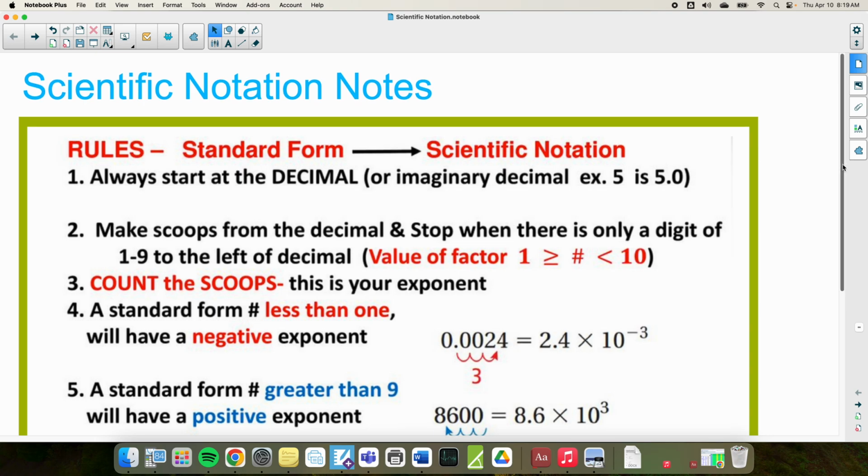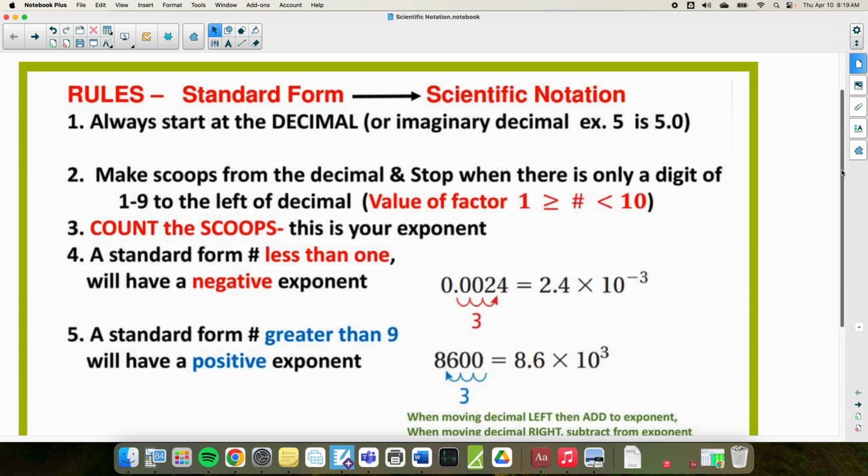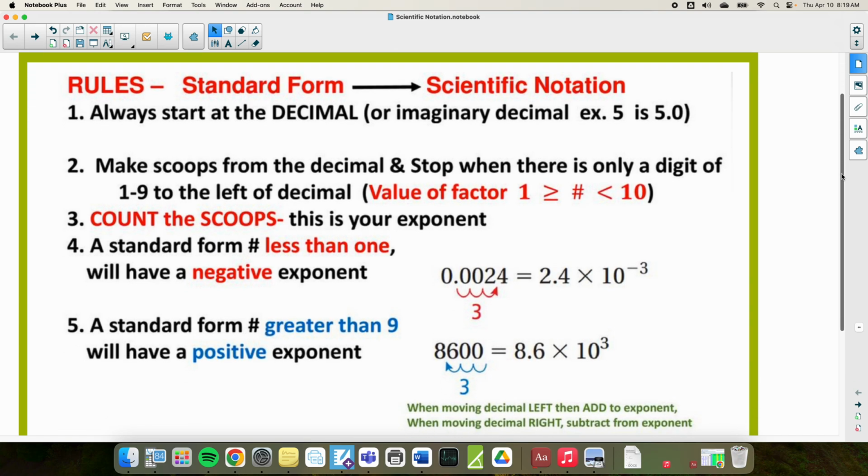So, all right, we are switching from standard form to scientific notation. And then we're gonna go from scientific notation to standard form. And then we're gonna multiply and divide with scientific notation numbers. So we'll look at that. First of all, any time you're putting a number in scientific notation, this one we're switching from standard form to scientific notation.